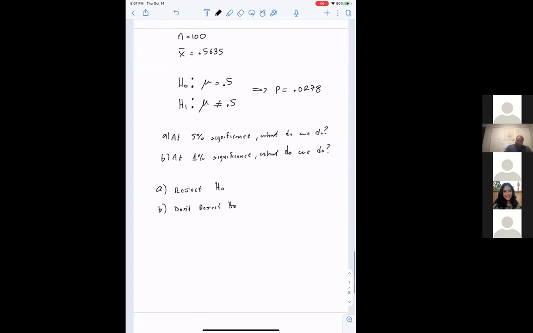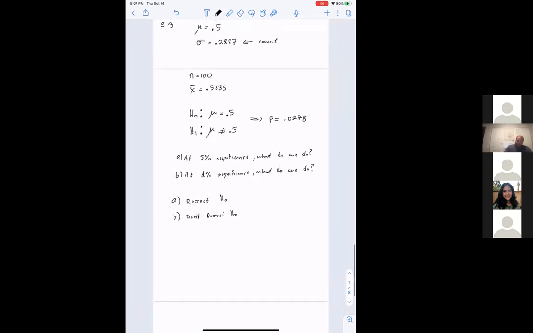Now, let's take a look at the other approach, which is the z-value approach. So they told me that P is 0.0278, but they also gave me Z, 2.1995. So let's take a look at that approach. Where is 2.1995 on my graph, on my distribution? Where would that be? A Z value of 2.1995. Where's that located?